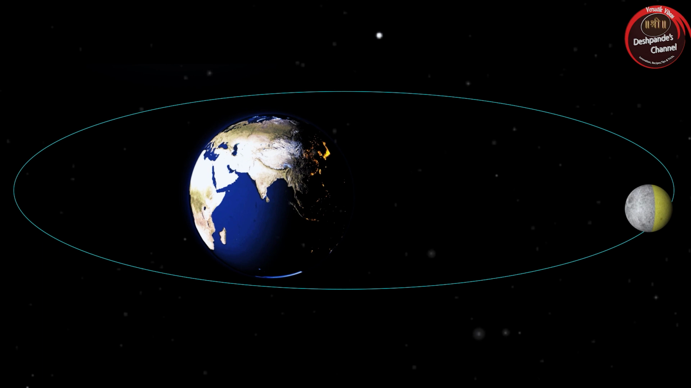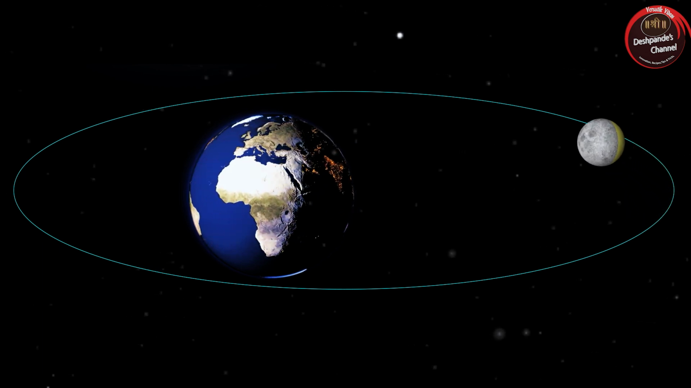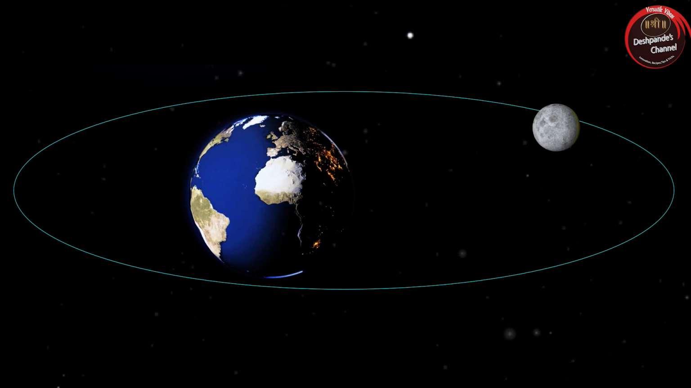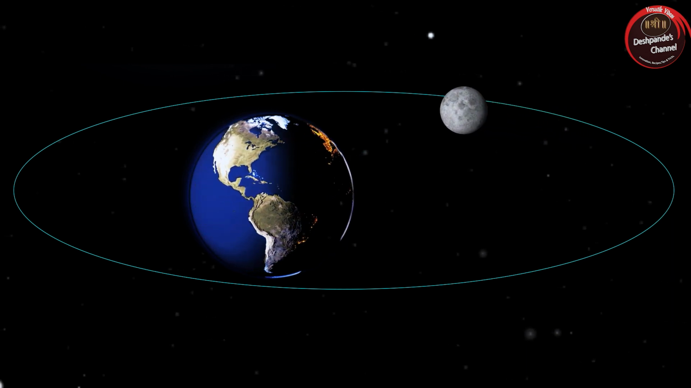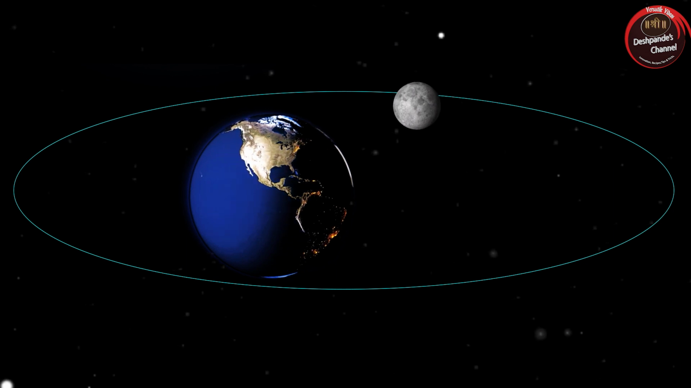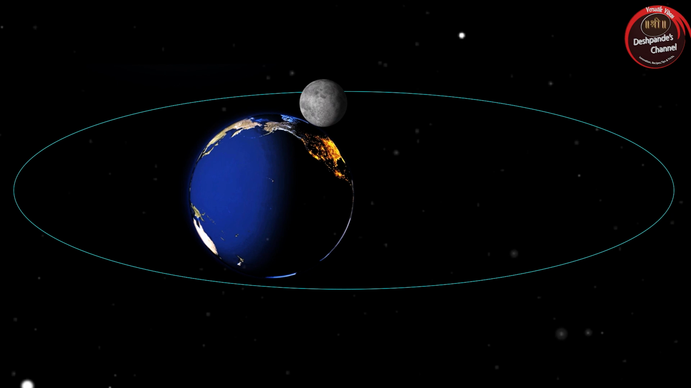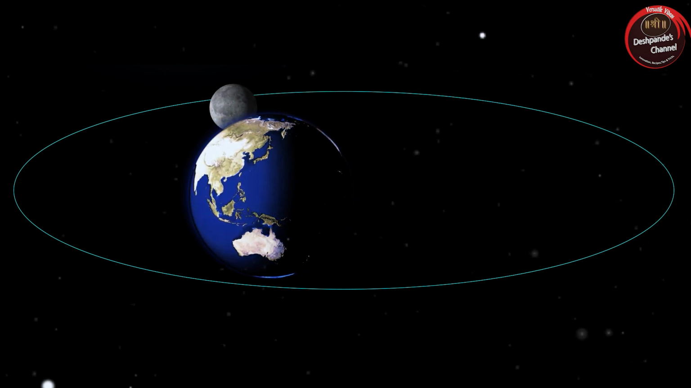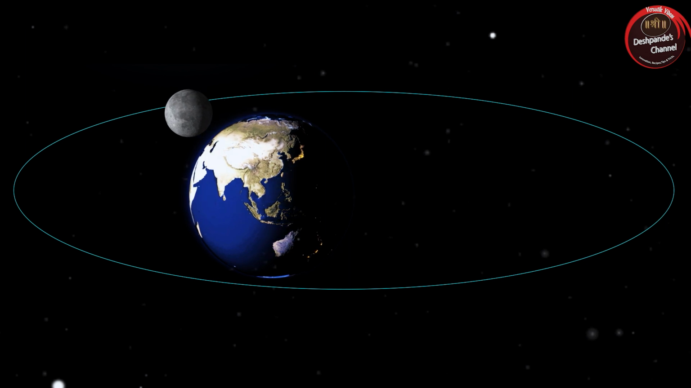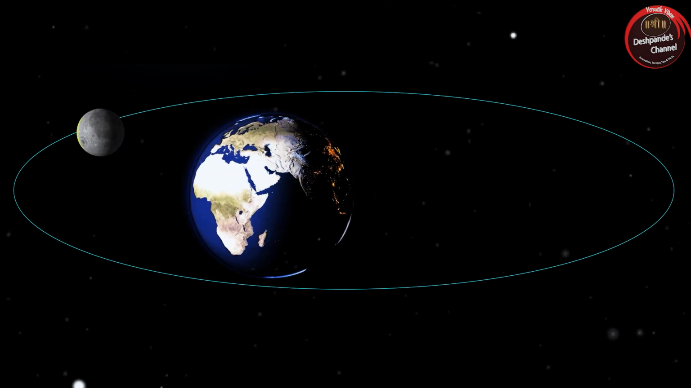The moon also affects the Earth's rotation and axial tilt. The tidal friction caused by the moon's gravity slows down the Earth's rotation by about 1.5 milliseconds per century. This means that a day on Earth is gradually getting longer over time. The moon also stabilizes the Earth's axial tilt, which is currently about 23.5 degrees.